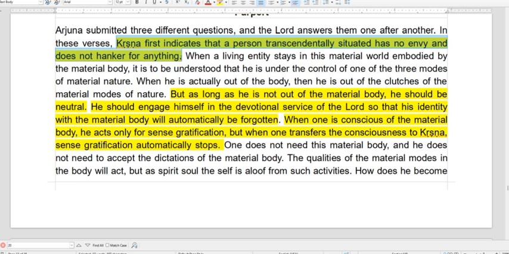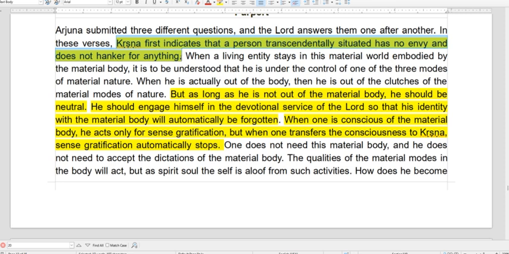I am saying, give an example of someone who has no envy and does not hanker for anyone, anything. Who was the son of Hiranyakashipu? Prahlad. So Prahlad was like that. He didn't envy anybody. He didn't envy his father also, right? He didn't say to his father, I want your throne or I want this, why you are the king, I should be the king. To his father, he said, you are the best of the asuras.